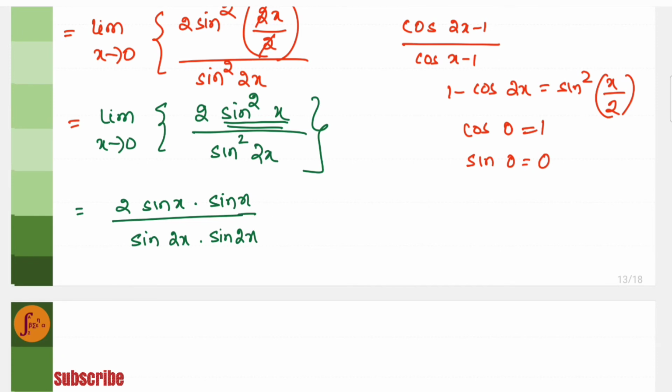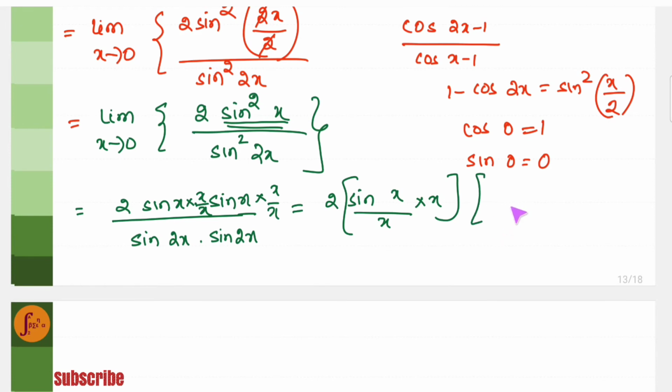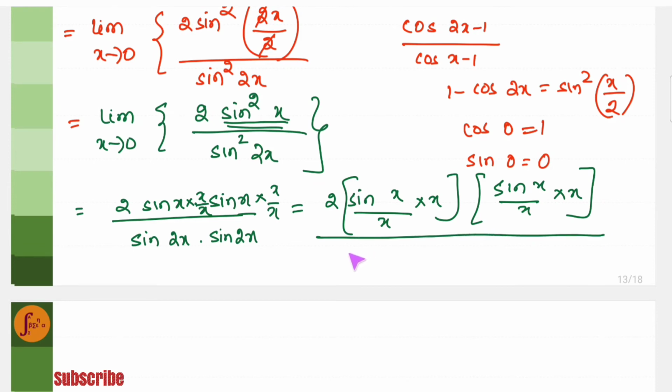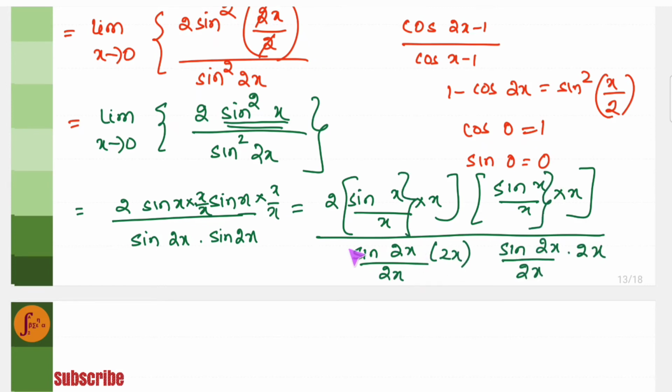And then we multiply and divide each of these terms by x into x by x. That is 2 sine x by x into x. And then we take another one, sine x by x into x. Same thing we'll do with the denominator also. Sine, here we need 2x in the denominator. This is of this theorem format.